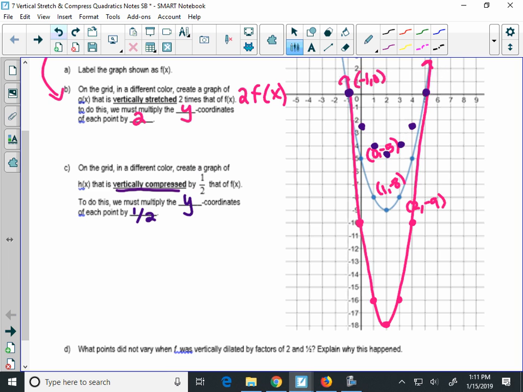I'm erasing that. I spoke too soon. That one wasn't good. Let's see. That was a little better. Still not great.